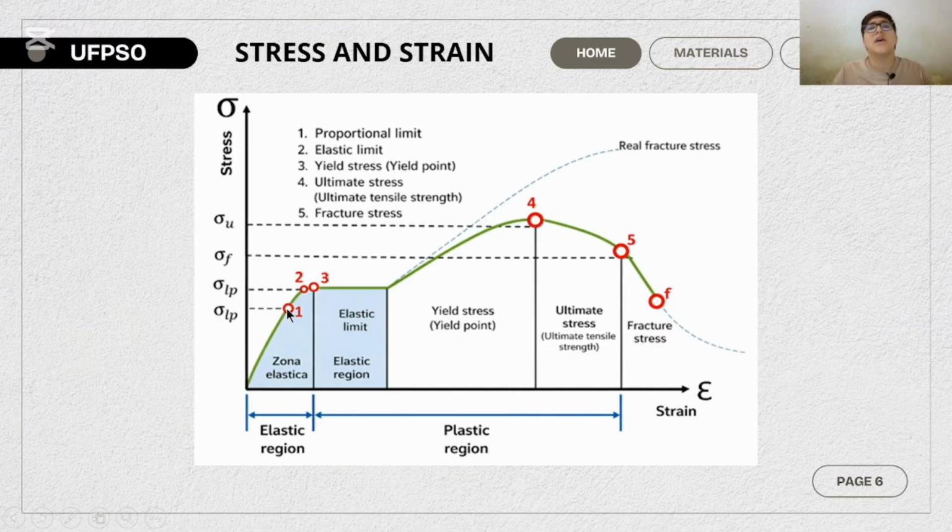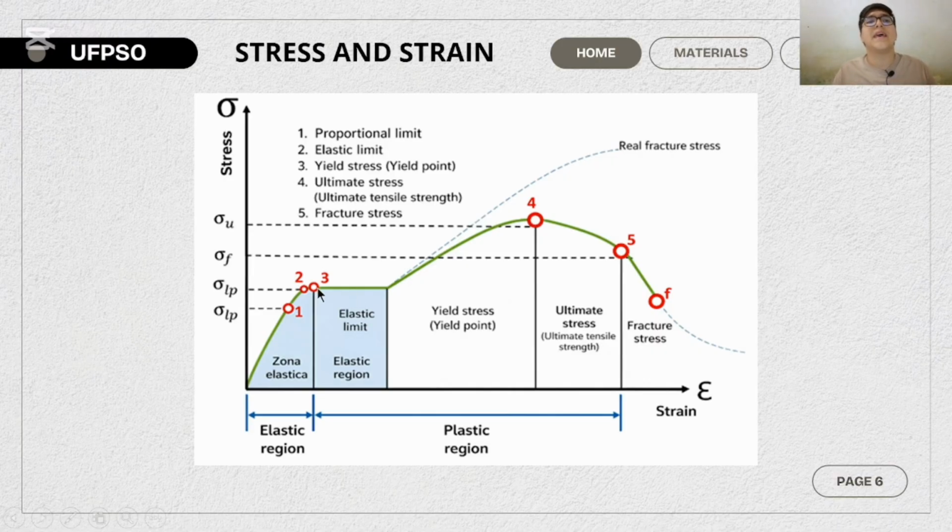Point 1. The proportional limit, which is the point where the stiffness constant, or Young's modulus, stays constant. That is where Hooke's law is no longer valid. Point 2. The elastic limit. This limit is the point beyond which the material can no longer return to its original shape. These two points are located in the elastic region.